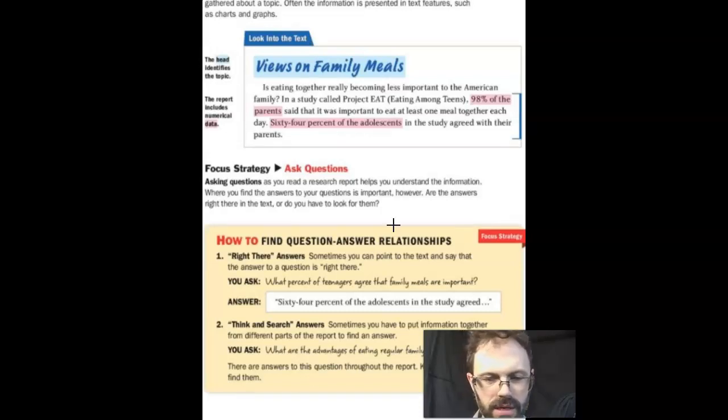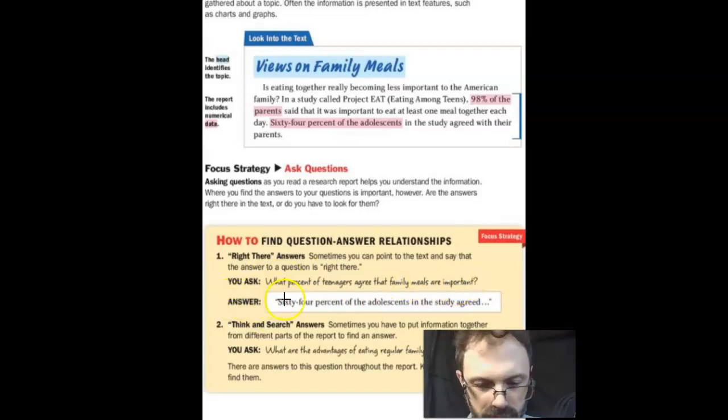So here are two kinds of examples. There are two kinds of self-questions that I'd like you to practice in this active reading assignment. So number one, we have right there answers. Those are easy to find. You can just see them. They're right there. They're in the text. So for example, it says sometimes you can point to the text and say the answer to a question. It's right there. You ask, so this is your self-question. For example, in your active reading assignment, imagine you're doing this question. This is a self-question. What percent of teenagers agree that family meals are important?